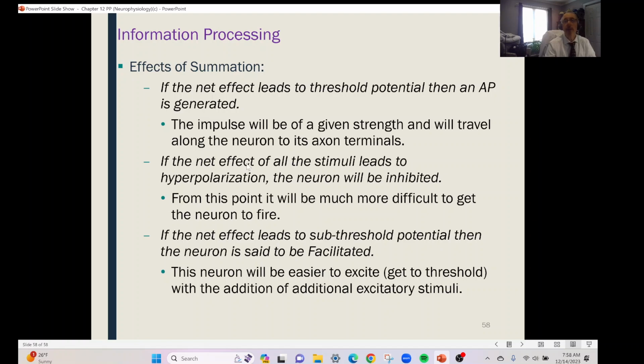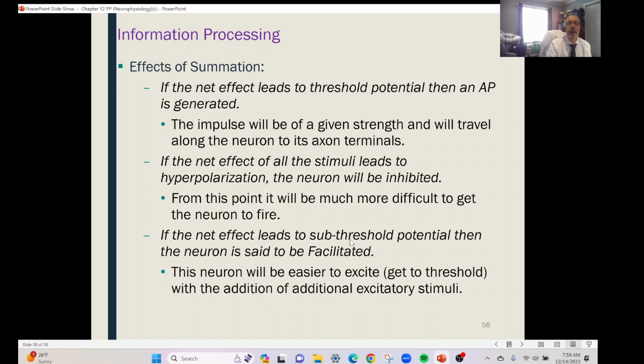If the net effect of all the stimuli leads to hyperpolarization, meaning that instead of the curve going up towards threshold, the curve goes down, right? For some reason, the neurotransmitter caused potassium to leave the cell, and the inside of the cell becomes more negative. The curve goes down. The cell will be in hyperpolarization. That neuron will be inhibited, right? It has more IPSPs. So this is further away from threshold, so this neuron is going to be inhibited.